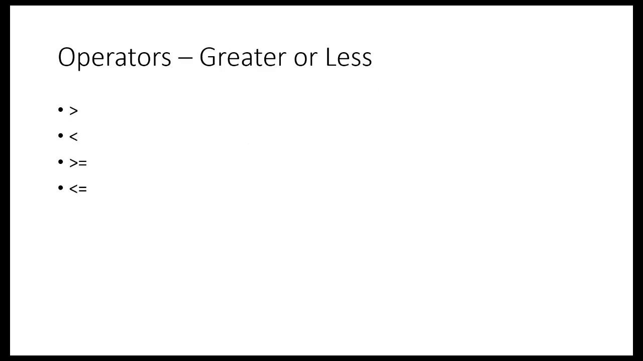And then we have our standard operators, so greater than, less than, greater than or equal to, or less than or equal to. So we can use these to compare different values. These don't really work with strings. You get weird results. They only really work with numbers.